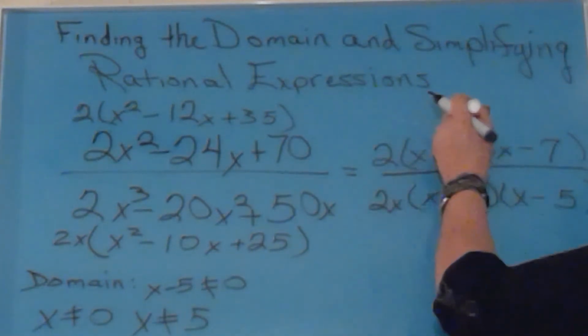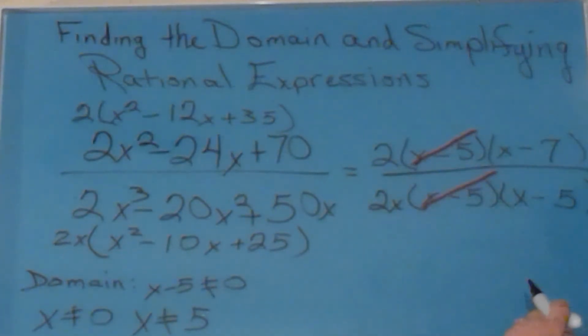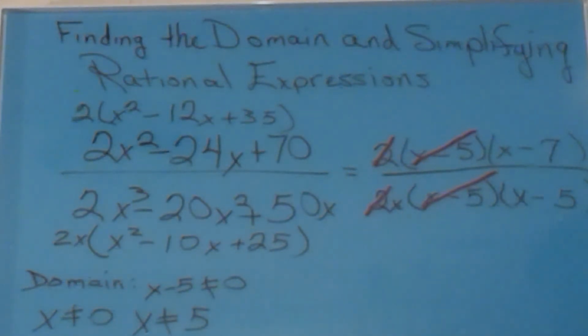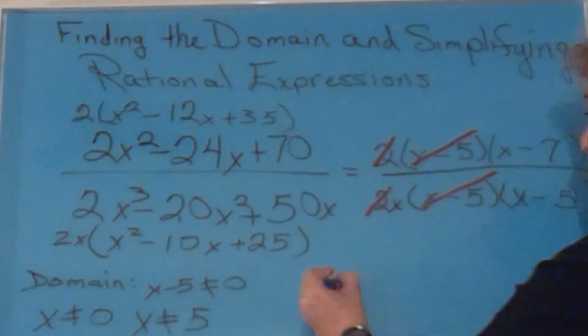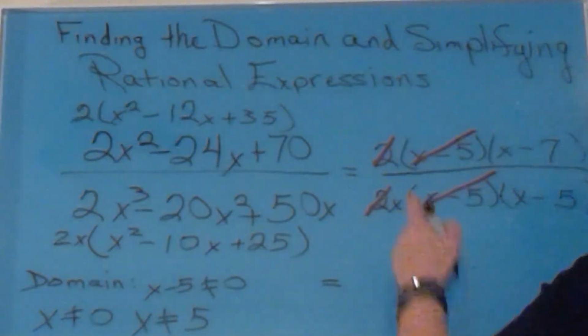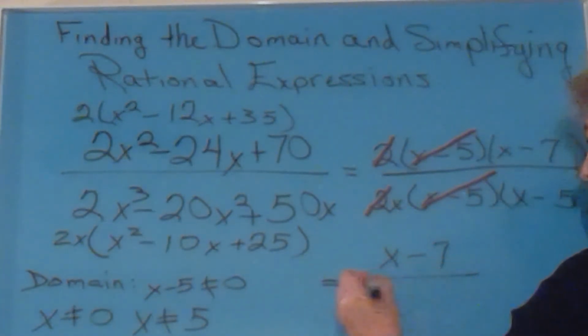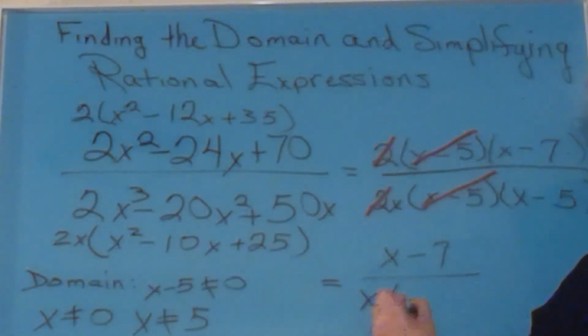We have an x minus 5 and a 2 in both the numerator and the denominator. So those are what we're going to divide out. This is going to leave us with a simplified expression of x minus 7 over x times x minus 5.